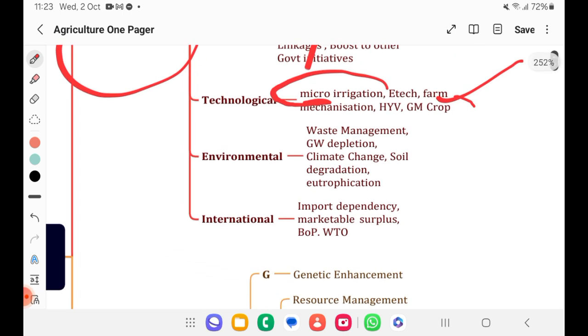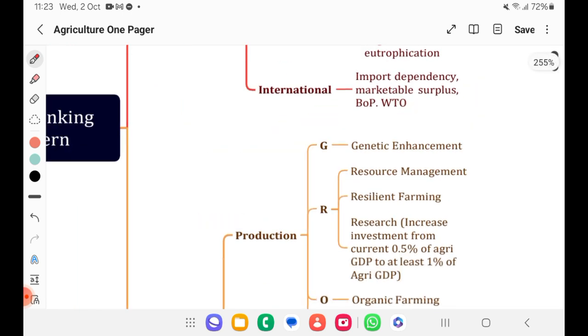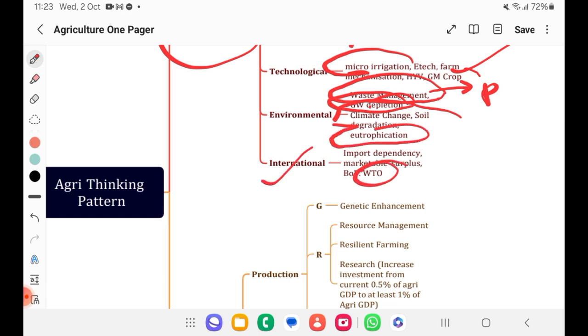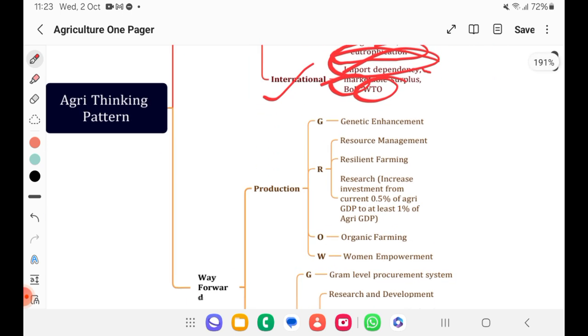Under environment, waste management, which is a post-production issue, then we have groundwater depletion, climate change, soil degradation, eutrophication. International: WTO, balance of payment, import dependency, all these things. Then we have seen solutions.